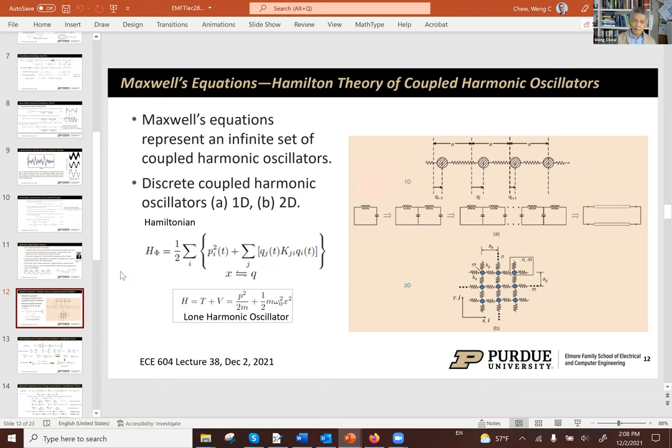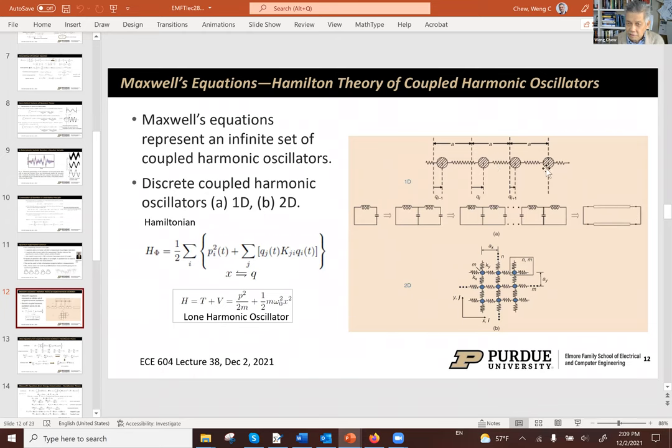We discussed how we turn a simple pendulum into a quantum pendulum. We say that a simple pendulum is homomorphic to a cavity resonator, the oscillation inside the cavity. But we can also look at this more macroscopically. And actually, Maxwell's equations represent an infinite set of coupled harmonic oscillators. And that you sort of saw in the transmission line theory. When we did transmission line theory, we saw that if we couple LC tank circuits together, we essentially get a transmission line, which has infinitely many modes.